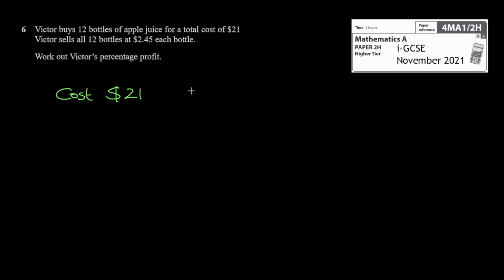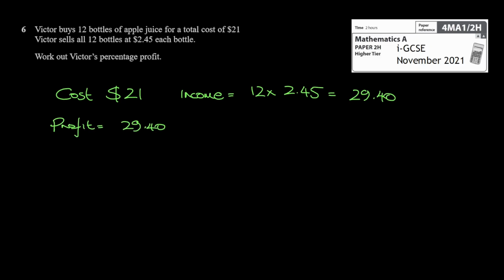So let's say income is equal to 12 multiplied by $2.45. And that works out to be $29.40. Okay, so profit must equal $29.40 minus 21, which is equal to $8.40. So the question to ask is, what is this profit a proportion of?